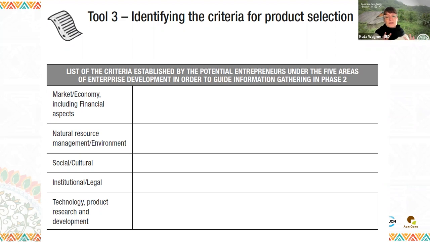It is important that they establish a list of criteria for each of the five areas. And they don't have to be very many, two to four criteria per area of enterprise development should be sufficient, because the idea is not to create a very big database with perhaps information that might not always be useful, but to really get quality data on the key criteria that they've selected for each area. And again, there are really helpful tools. As I said, tool 3 in the field facilitator guideline, and also tool 4, which gives some ideas on what those criteria might be.